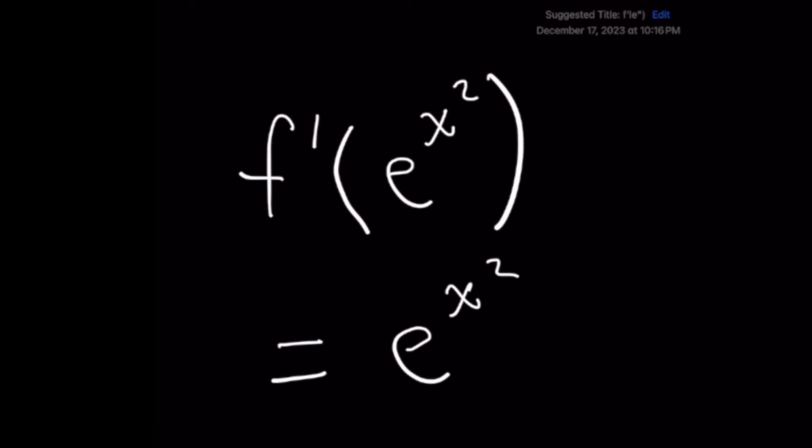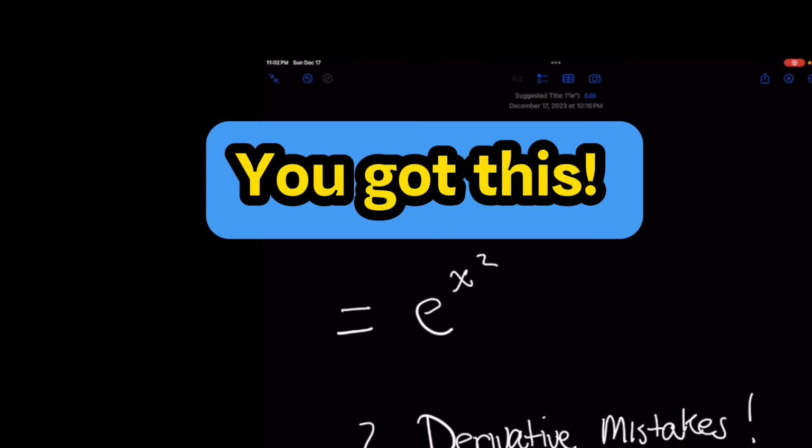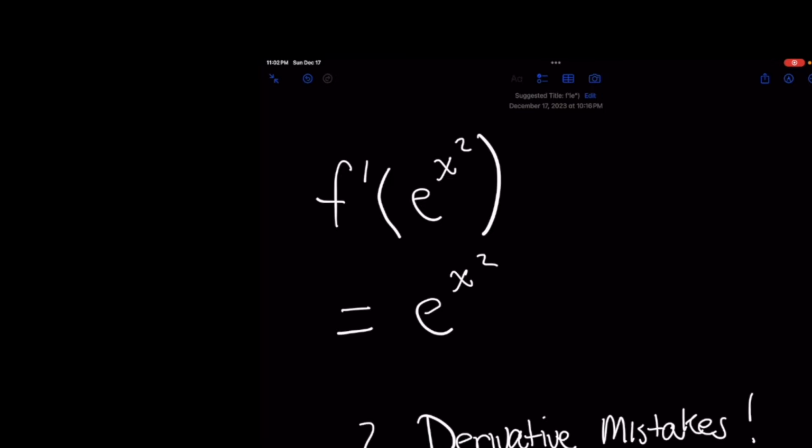The derivative of e to the x squared shouldn't just be e to the x squared. Can you tell me in the comments below how to fix this? Let's talk about why this mistake happens and what you can do to get the correct answer.